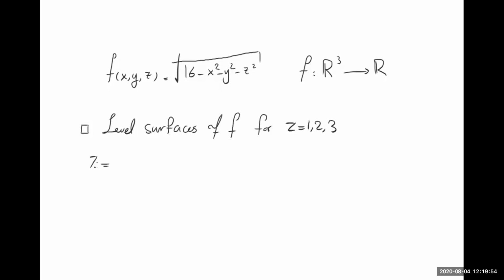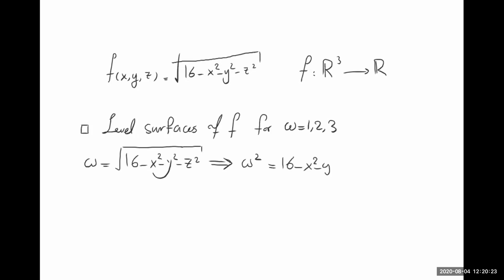So you should say z is equal to this function, f. Maybe I should use another variable, I'm sorry, say w. You should say w is equal to this function f of x, y, and z, which is square root of 16 minus x squared minus y squared minus z squared. Now, if I square this function, w squared would be equal to 16 minus x squared minus y squared minus z squared. If w is 1, we would get 1 is equal to 16 minus x squared minus y squared minus z squared, which means x squared plus y squared plus z squared equals 15.